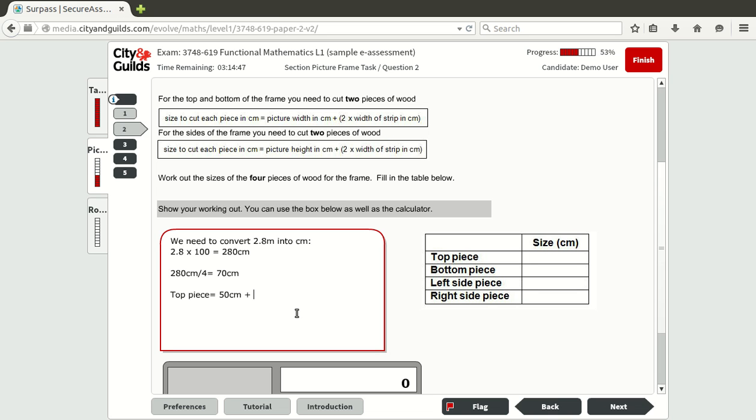So right, so it's 50 centimeters plus 2 times 5 centimeters, and that is equal to 60 centimeters, and that would be the same for the top and the bottom. I hope that you understand what I'm doing so far.